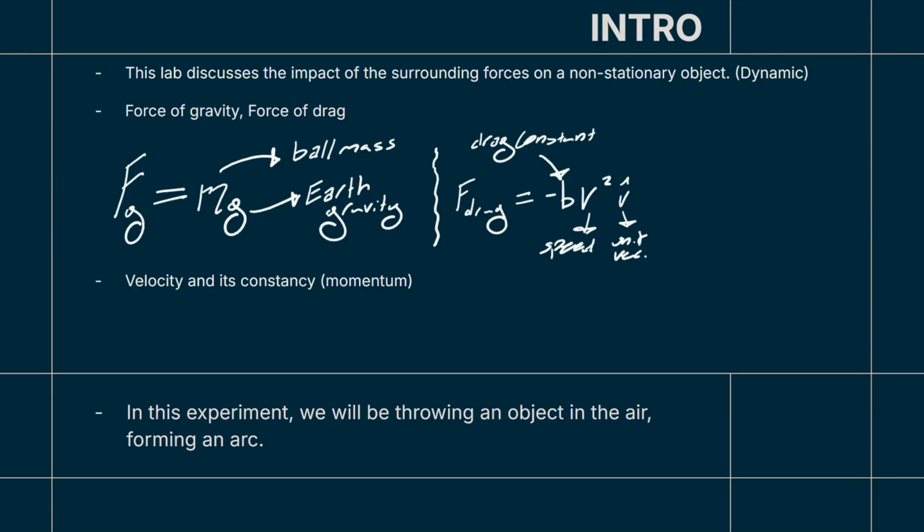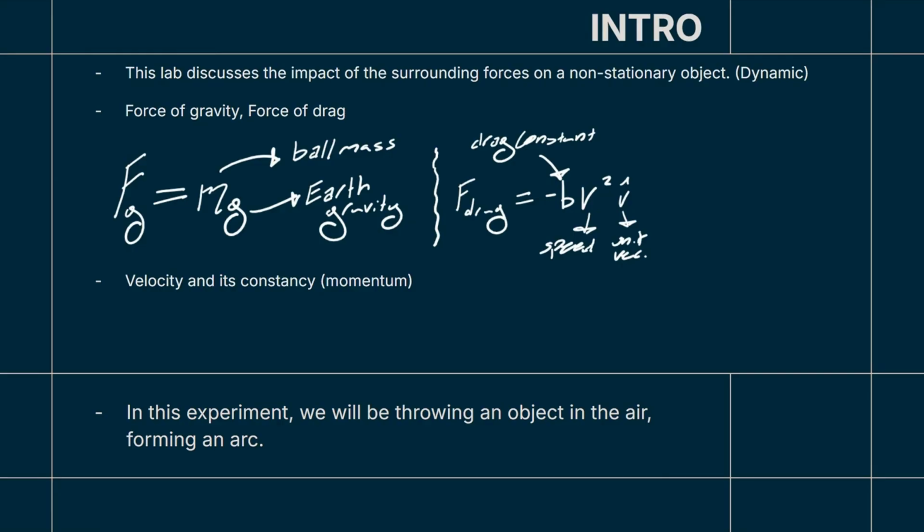Now, this will also be going over velocity and its constancy, where this inertia is also known as momentum, and that is the force that will be pulling this object in one direction, regardless of the force of gravity and force of drag fighting it and minimizing that.